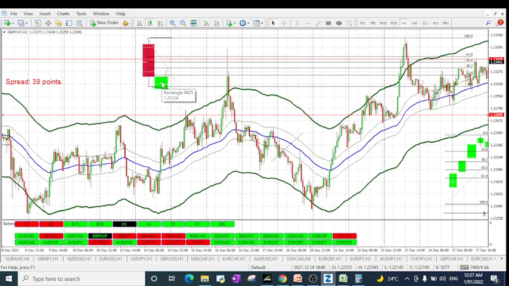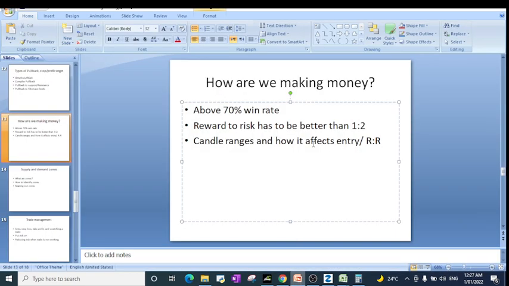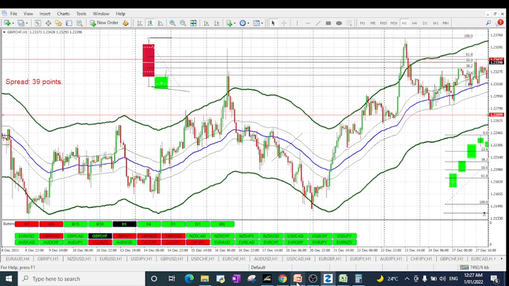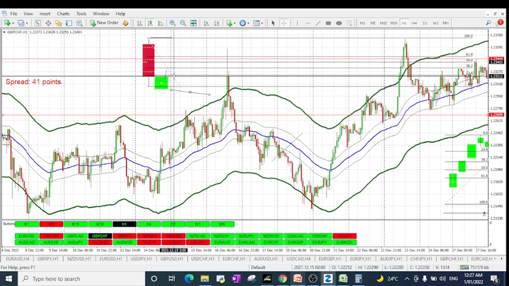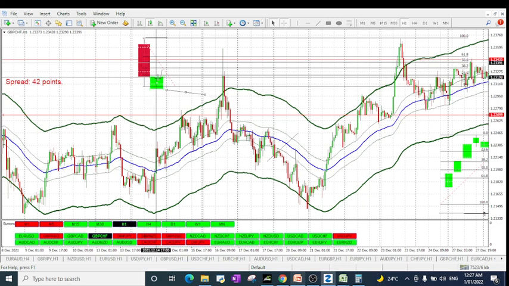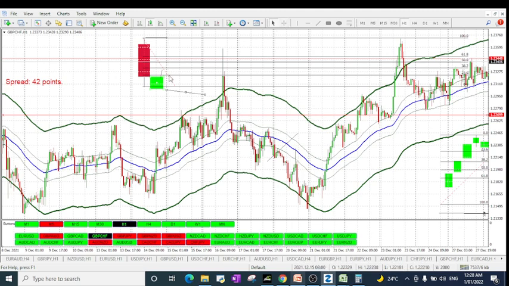What I want to talk about is candle ranges and how it affects risk reward. If you're entering this trade right here, remember our stop loss is here. If you entered the trade here and put your stop loss here, it's like 53 pips. But if you wait for the break of the high to give you more probability, and you are entering here, now you are paying almost 70 pips, 20 pips more to get that more certainty.